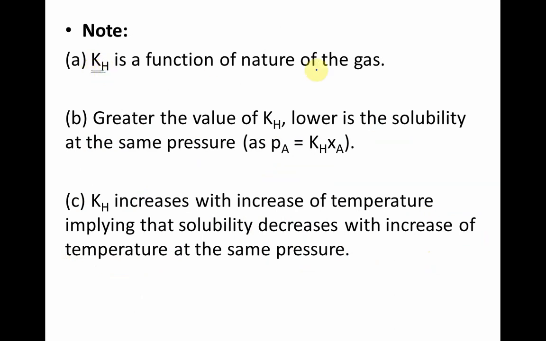Henry's constant is a function of the nature of the gas. It indicates whether the gas is polar or non-polar. If the value of Henry's constant is more, then the solubility of the gas at the same pressure is lower. That means as the value of Kh increases, the solubility of the gas will be less.